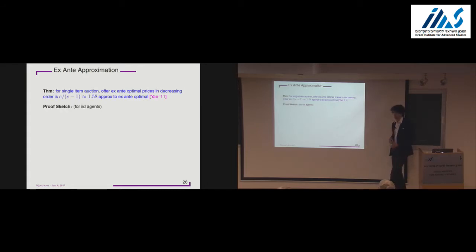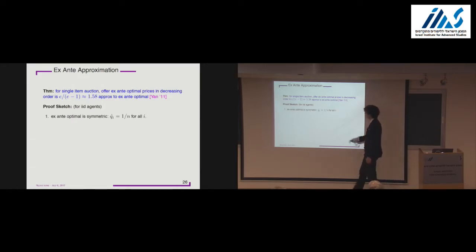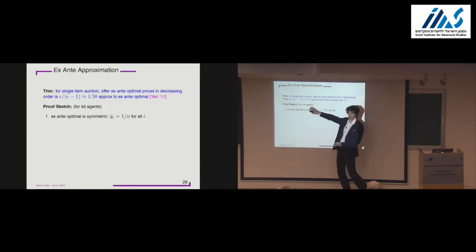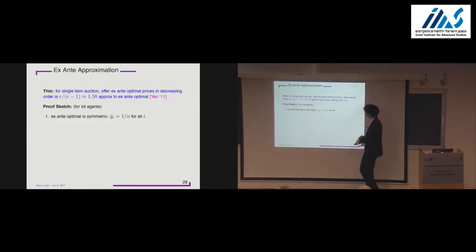Okay. I want to give you the proof sketch of this. This proof comes from the usual place you get the number 1 minus 1 over e, unlike Tim's price of anarchy bound. The ex ante optimal is symmetric, so I'm going to do this proof for IID agents. The theorem holds more generally, for single item and non-IID agents, but I'm just going to do the proof for IID agents for simplicity. The ex ante optimal thing is symmetric, and obviously you're going to post price using ex ante probability 1 over n, so you get the ex ante probabilities to sum to 1.